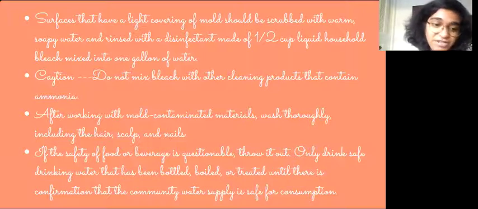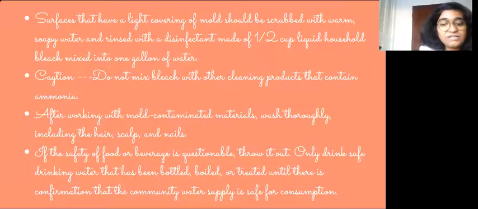Only drink safe drinking water that has been bottled, boiled, or treated until there is confirmation that the community water supply is safe for consumption. This point especially goes to the flooded region areas.